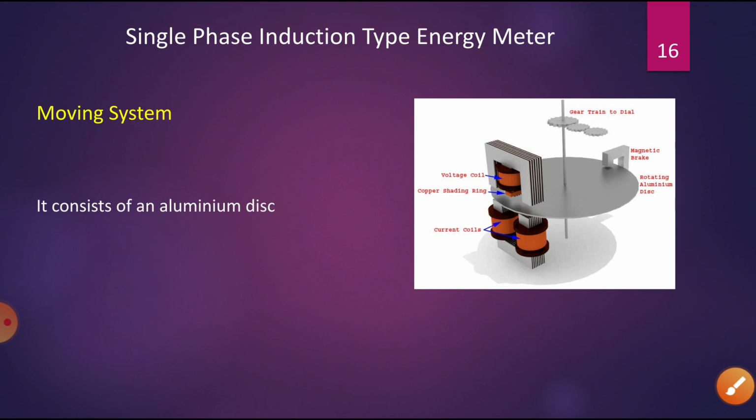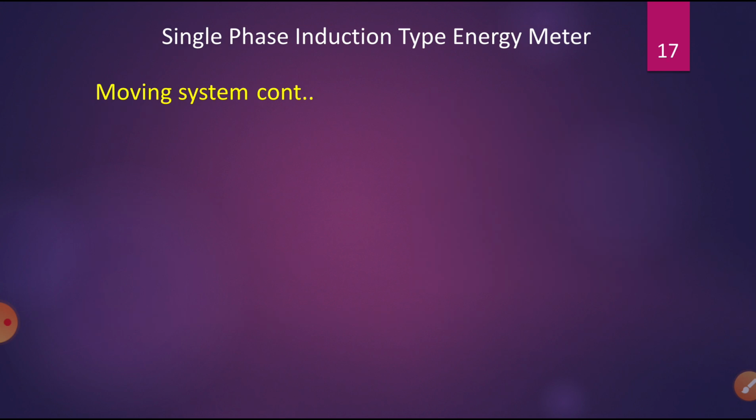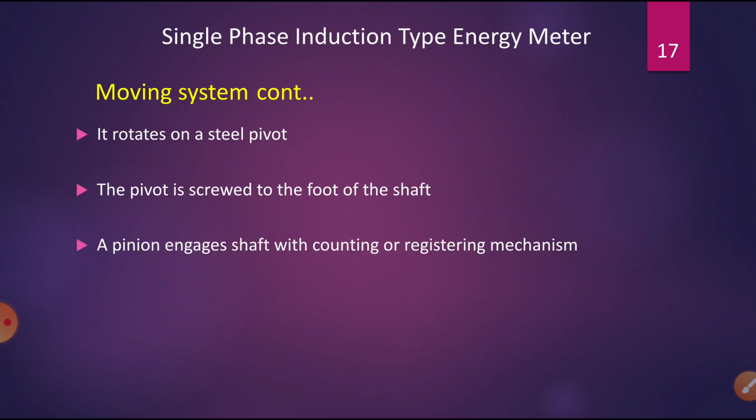Now, the moving system consists of an aluminum disc. The disc is mounted on a light alloy shaft and placed in the air gap between the series and shunt magnets. The moving system also rotates on a steel pivot. The pivot is screwed to the foot of the shaft and a pinion engages the shaft with a counting or registering mechanism. So these are some points regarding the moving system.